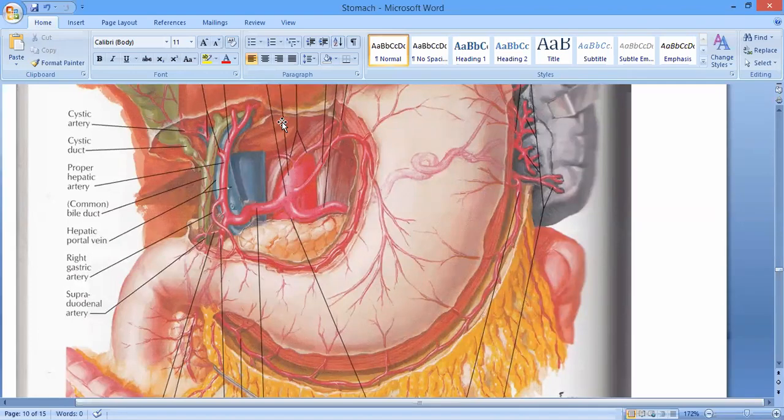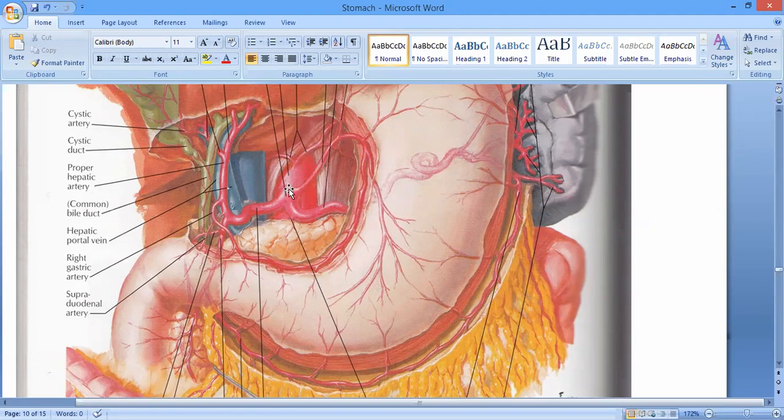Now, as far as the blood supply of the stomach is specifically concerned, we find certain vessels running along the lesser curvature and the greater curvature. Along the lesser curvature, first of all, we'll talk about the left gastric artery. The first artery which is going to supply the stomach is the left gastric artery.